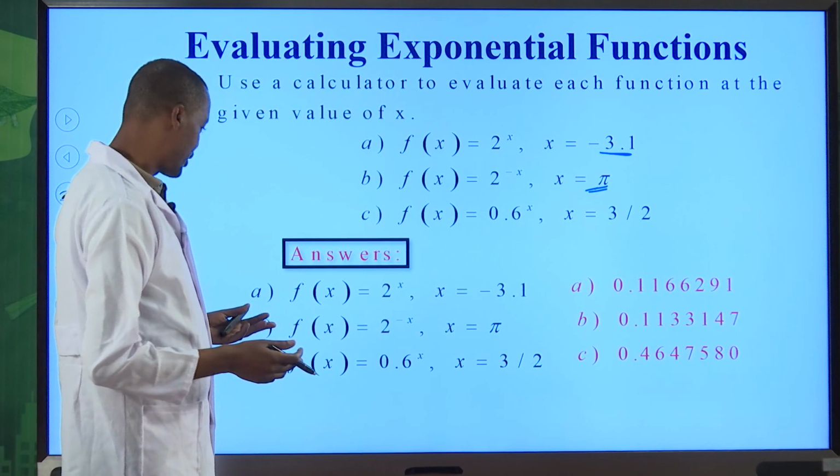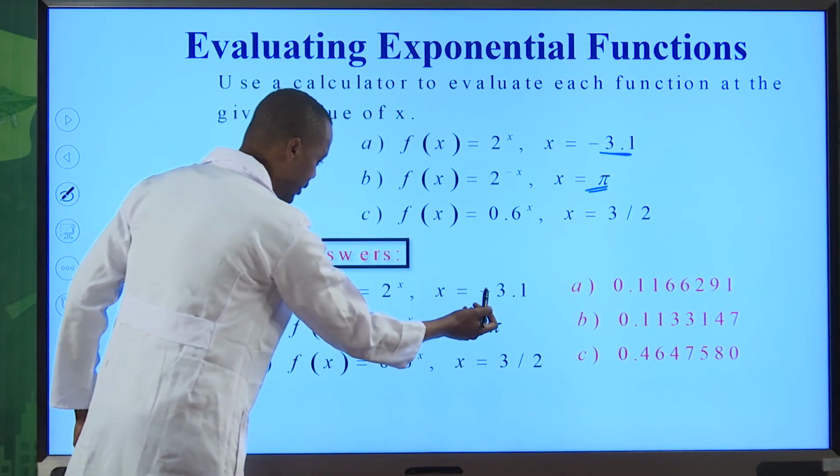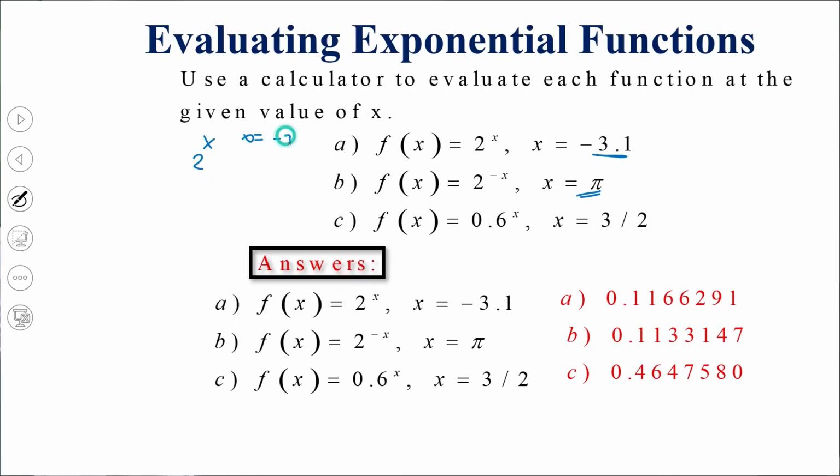If we have 2 to the power of x and substitute x to be minus 3.1, it becomes 2 to the power of minus 3.1. So how do we evaluate this kind of expression? This is equivalent to 1 divided by 2 to the power of positive 3.1.